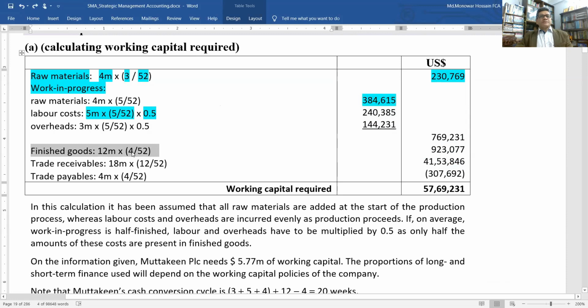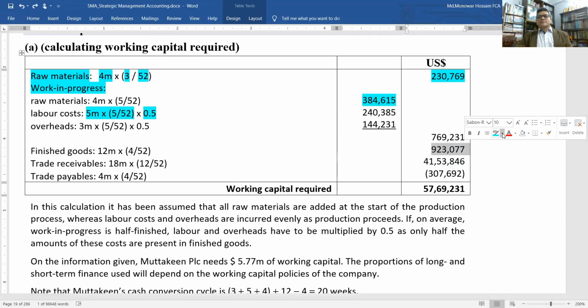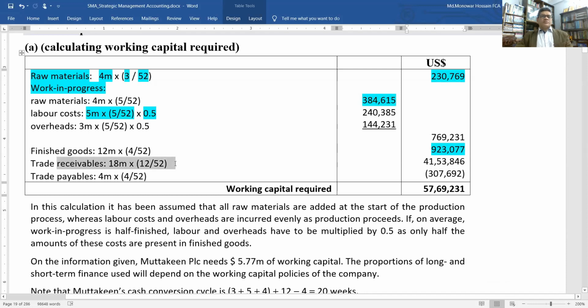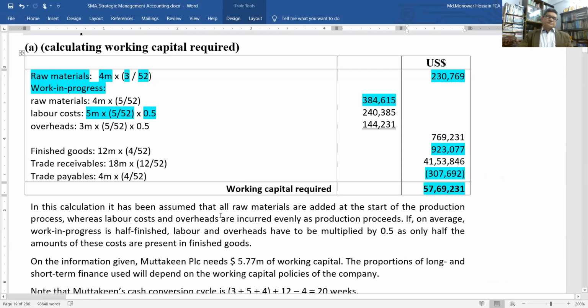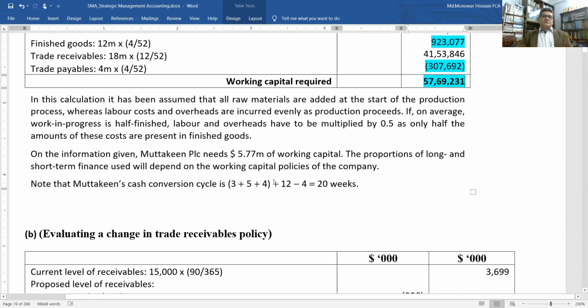keeping the inventory for 4 weeks, that figure. Then trade receivable 12 weeks, payable 4 weeks. Payable here is minus. Then working capital required 57,69231. So okay. And note that Muttakin's cash conversion cycle is 354 plus 12 minus 4 weeks. That means 20 weeks.